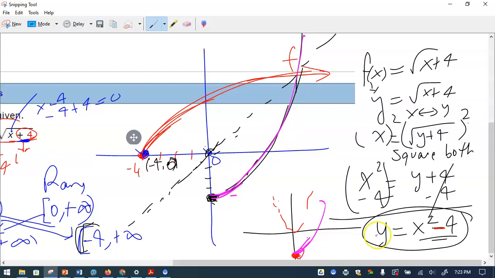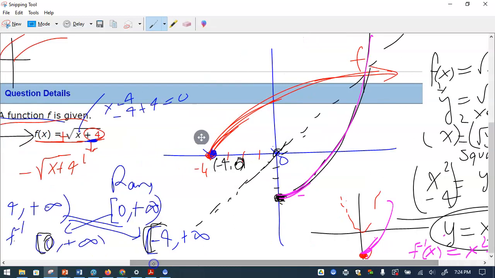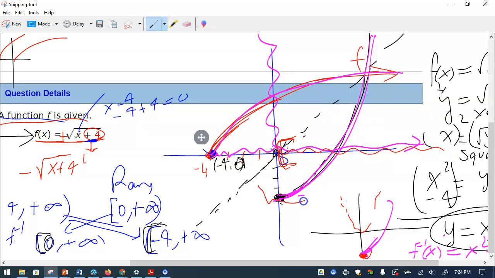I hope that, and then of course this is f inverse of x equals x squared minus 4, and it clarifies what you have sketched. This is the original graph, this is the inverse function. The domain here is -4 to plus infinity, the range is 0 to infinity, but for the inverse function, it starts from this side. So this one is the domain, and the range begins from -4 here, and it goes up. So I hope that makes it clear.